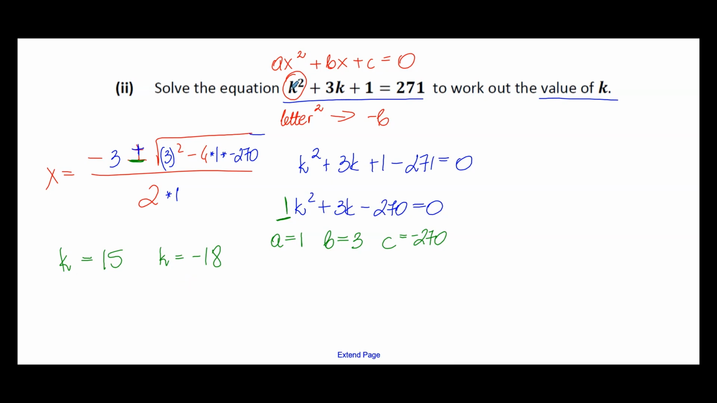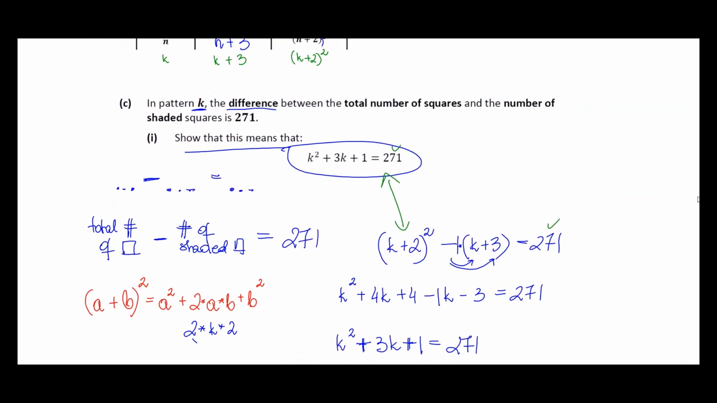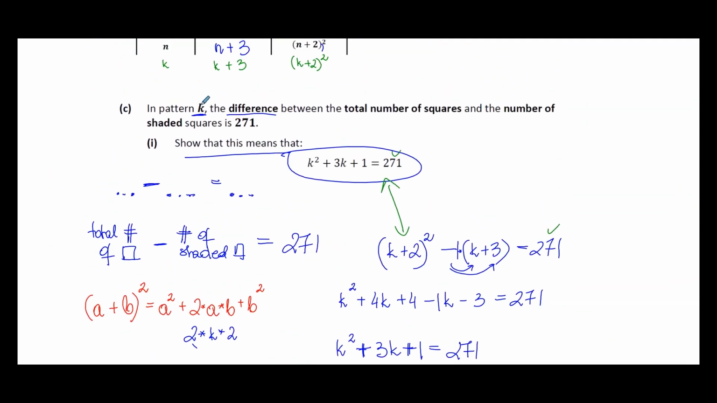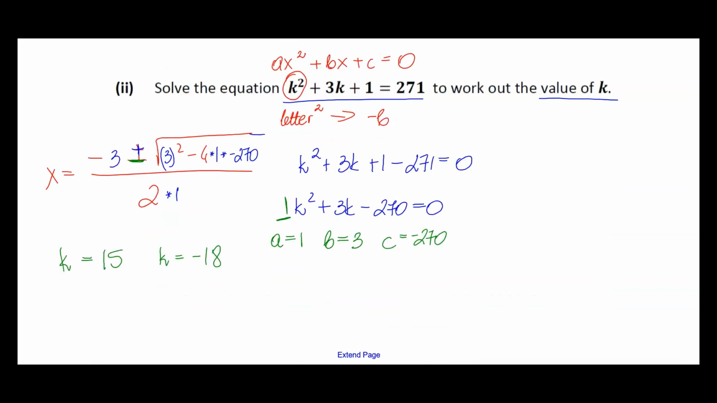What was k in this question? What did k represent in this question? It was the pattern. So I can have pattern 15th, but I cannot have pattern minus 18th. So therefore, that's not an applicable answer. Minus b formula, extremely important. It will become your best friend in 5th and 6th year. So please learn how to use that formula now.